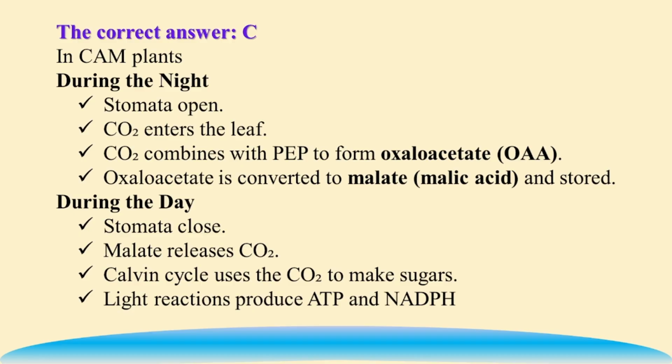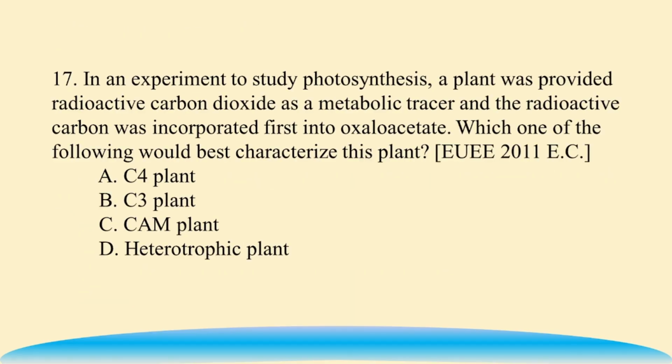In an experiment to study photosynthesis, a plant was provided radioactive carbon dioxide as a metabolic tracer, and the radioactive carbon was incorporated first into oxaloacetate. Which one of the following would best characterize this plant? A. C4 plant. B. C3 plant. C. CAM plant. D. Heterotrophic plant.